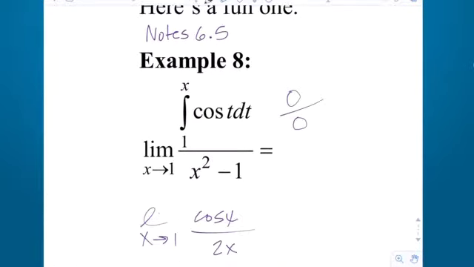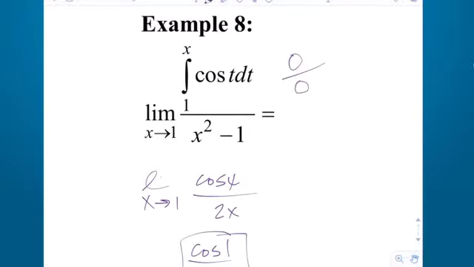All right, but it was a good review of the fundamental theorem of calculus part deux, as they say in New Orleans. Okay. Any questions on L'Hopital's rule?